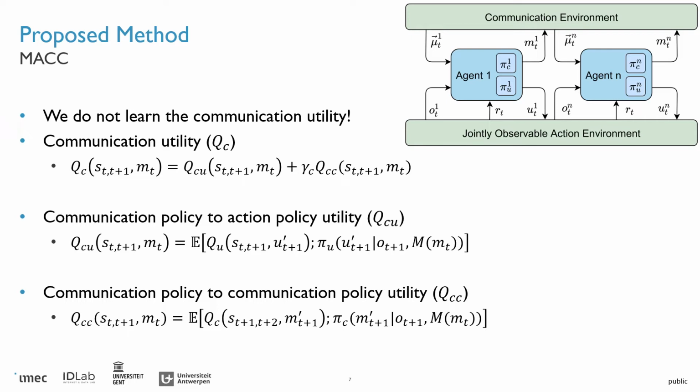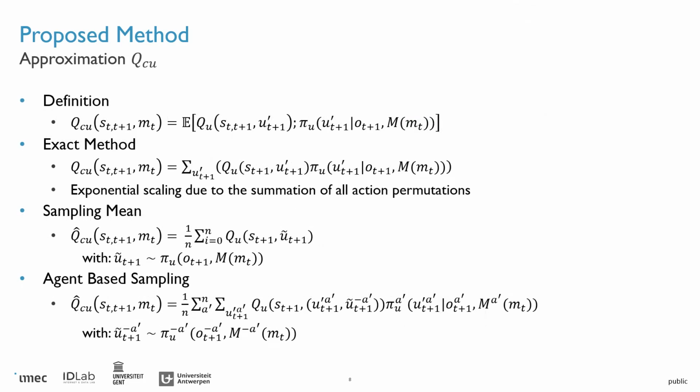First, the communication policy to action policy utility is defined as the expected utility in the next state when selecting actions following the action policy when receiving a certain message. Similarly, the communication policy to communication policy utility is defined as the expected communication utility in the next state when following a communication policy which received a certain message. The communication policy to action policy utility can be calculated using an exact method.